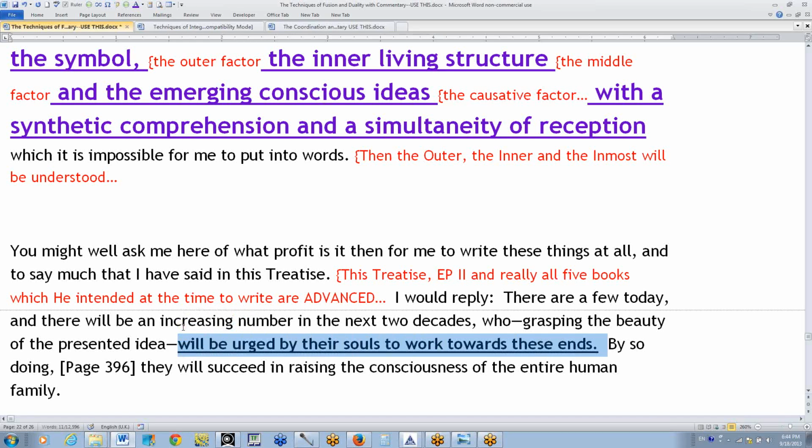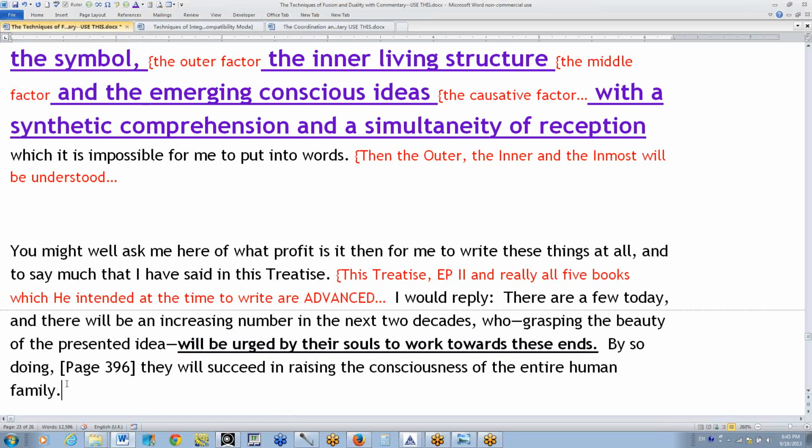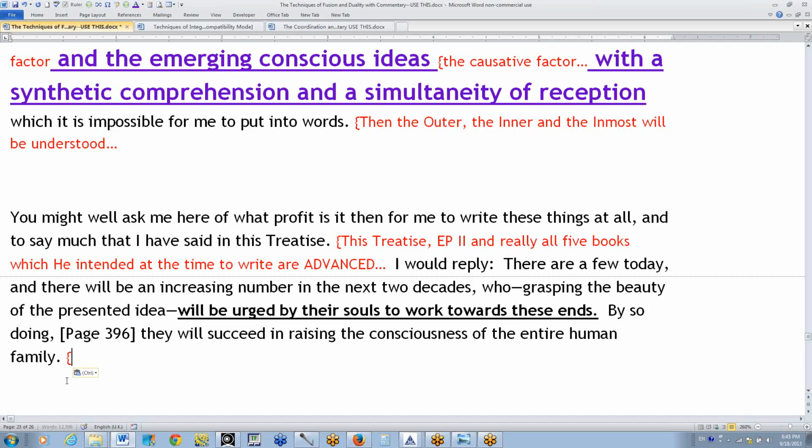Who knows where the urging comes from, the urging that we feel? The higher influences are at work in our lives. These influences enter our consciousness. We feel prompted, and we follow the prompt. But as to the origin of the prompt, well, we may be a little bit obscure. He tells us it's our higher nature, our soul. By so doing, they will succeed in raising the consciousness of the entire human family. So, what is he saying? Work upon yourself and raise all.